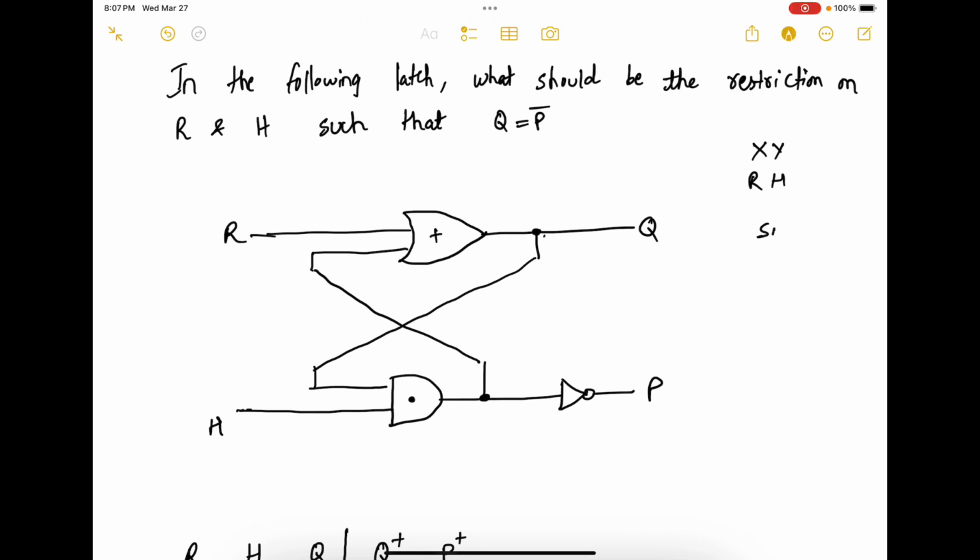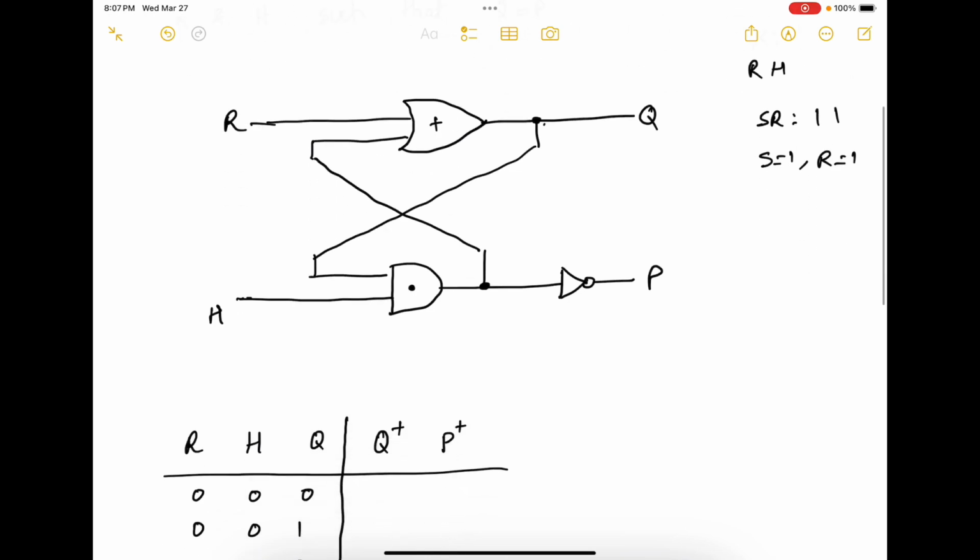Remember in the SR latch, if S is 1 and R is 1, your circuit is going to be unstable. So in the SR latch, S equals 1 and R equals 1 is the restriction, and it's not allowed to be your inputs. So in this case, what are the values of R and H which are not allowed as inputs to the circuit? Let's work this out.